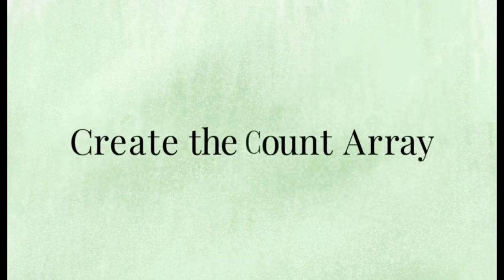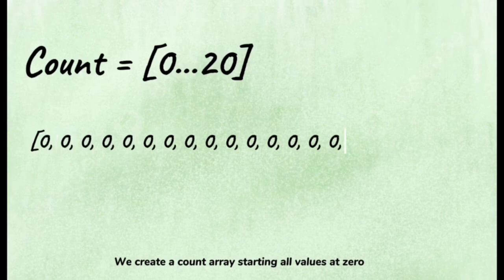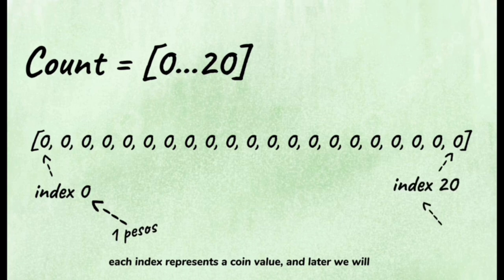Step 2. Create the count array. We create a count array starting all values at 0. Each index represents a coin value, and later we will store how many times each coin appears.